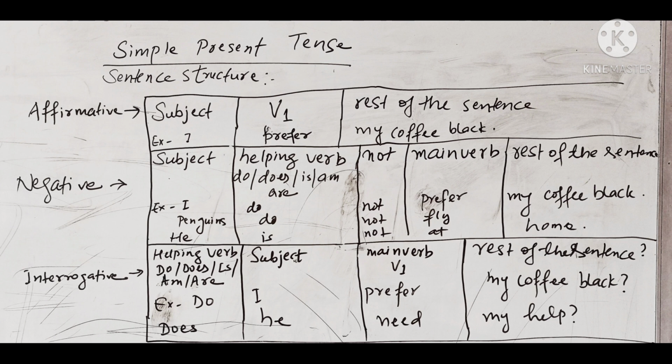Now let's talk about interrogative sentence. In this kind of sentence, the structure would change slightly. The helping verb would come first, then the subject, then the main verb, which would be the base form of verb, and then the rest of the sentence. See the examples. Do I prefer my coffee black? Does he need my help?